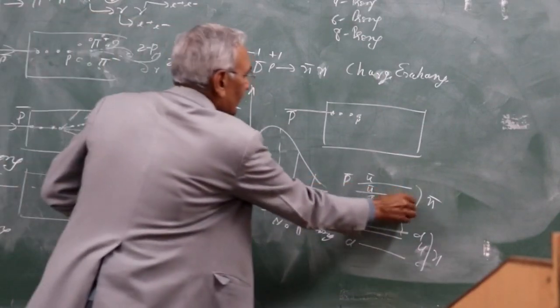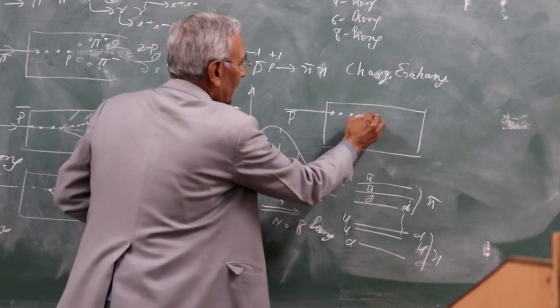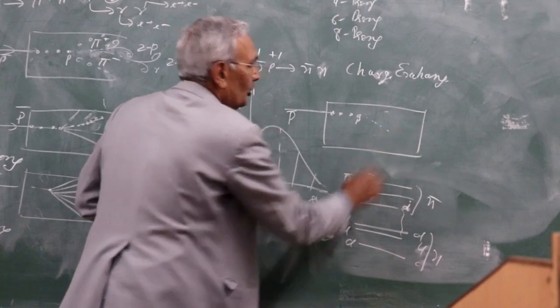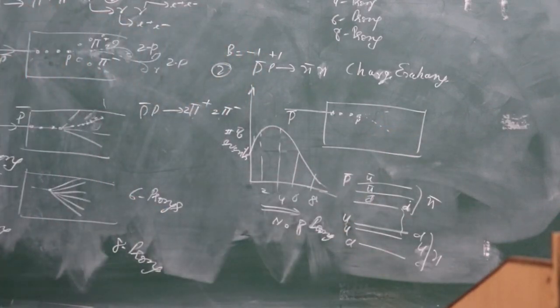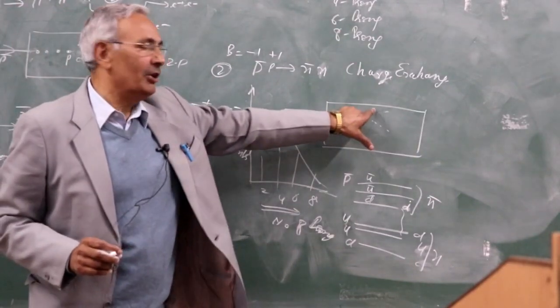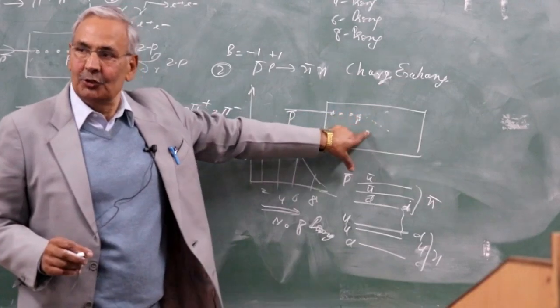Just look at this one. Okay, so what has happened here? No track, but the particle is still going. You cannot say they have stopped. So the antiproton interacts with the proton, giving rise to an antineutron and a neutron.